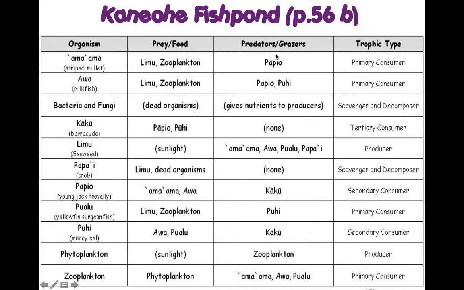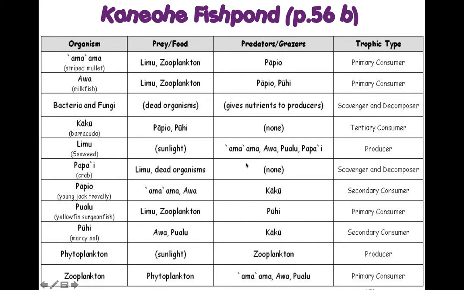The third column is what eats it. So the ama gets eaten by the papio, the young jack trevally, or the bacteria and fungus. They don't get eaten by anything, so they, I guess, just are there. But the kaku is a top consumer, so it doesn't get eaten by anything. And then the last thing is the trophic type. So is it a producer, like the limu and the phytoplankton? Is it a primary consumer, like the poalu, or is it a top consumer, like the kaku? So this is something that you should be able to build for your endangered species.